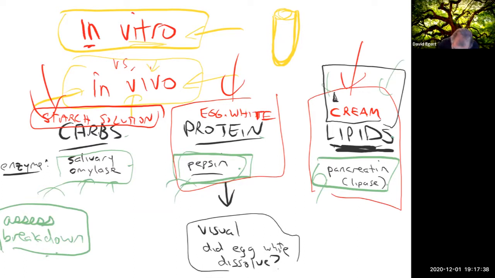Litmus cream. So litmus, if you haven't used it, is something that turns red if it's low pH, and it turns blue if it's alkaline.